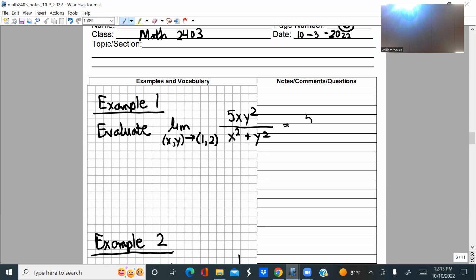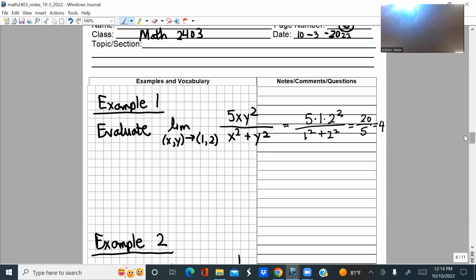So I'm going to plug 1 in for x and 2 in for y, and we get this. What's that? 20 over 5, which is 4. So I'm guessing here that that limit is 4.